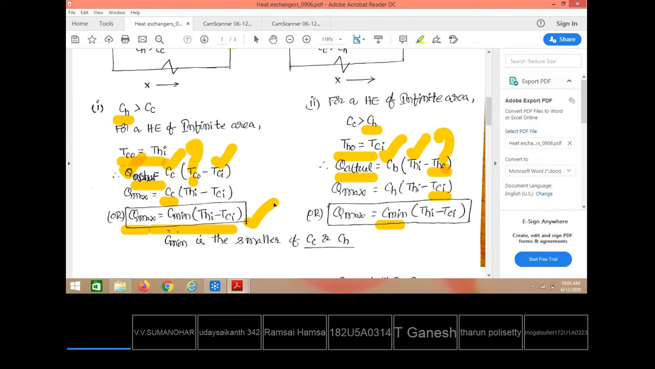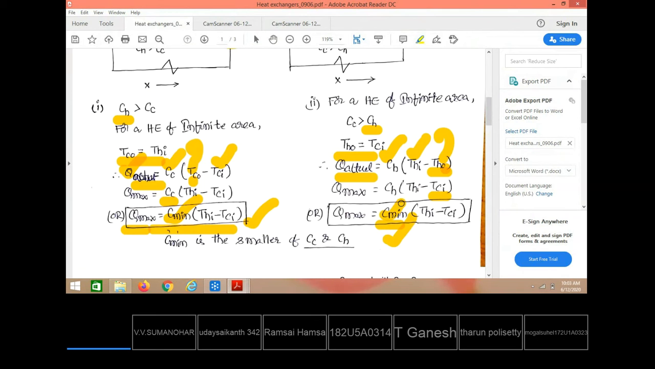Either from this equation or from this equation, for a heat exchanger, Q maximum is calculated as C minimum times Thi minus Tci. So this is the heat capacity of the low heat capacity fluid. Out of CH and CC, whichever has the lowest value must be substituted either here or here, in either of these equations.